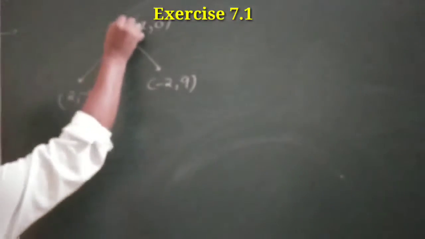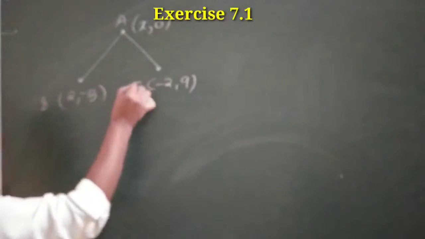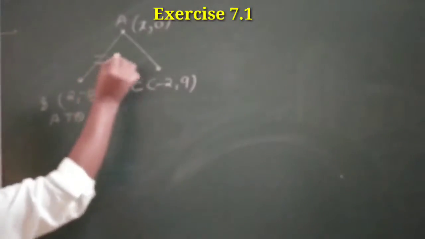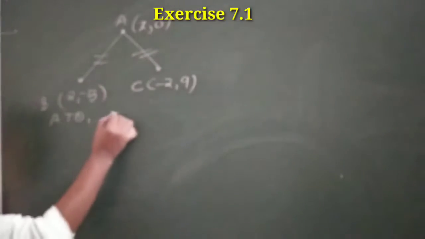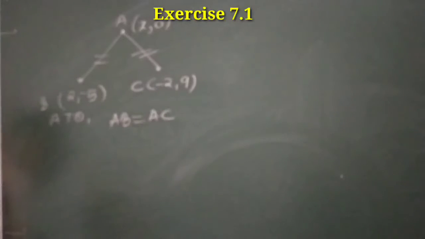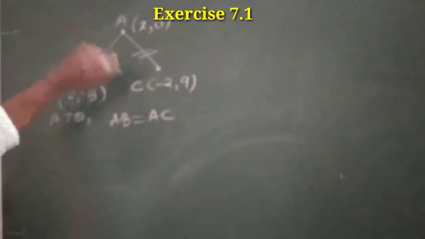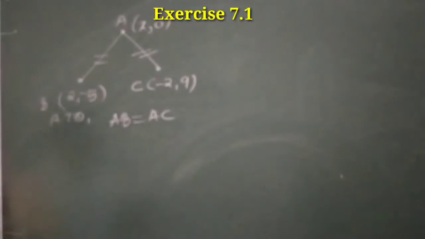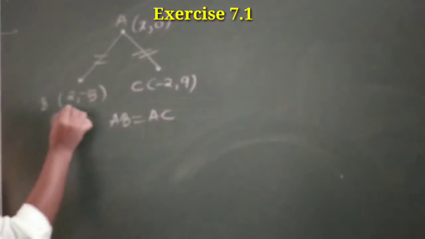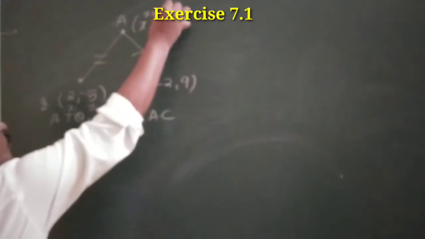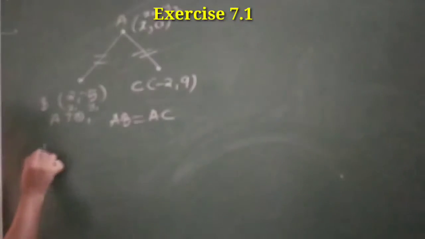So just give the names A, B, C. According to the question, AB is equal to AC. It is already given in the question, so we can apply the distance formula on line AB and also on line AC, as I had explained yesterday. Give the names x1, y1 and x2, y2. So just apply the formula for AB.